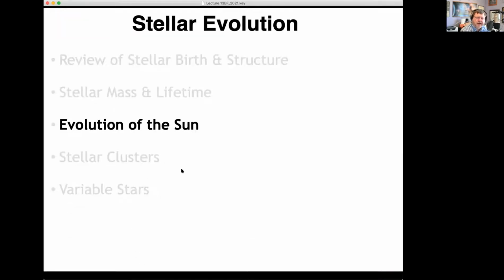Okay. So now let's talk about our sun. And remember, what your past, present, and future is depends solely on your mass. So what we're going to talk about is just the past, present, and future of stars that have the mass of our sun. Later on, in future lectures, we'll talk about the evolution of stars that are larger than our sun, because evolution of stars larger than our sun tend to be explosive, okay?